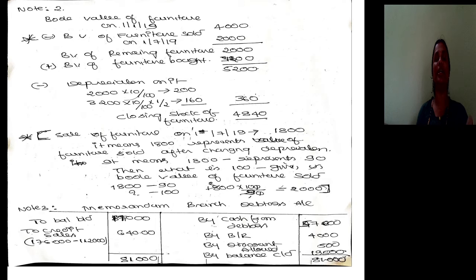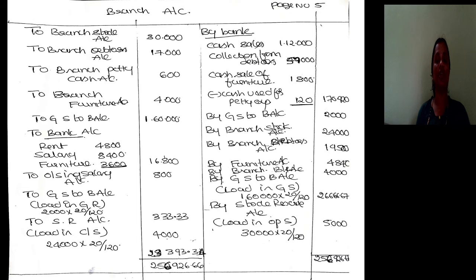From that we need to deduct depreciation. Depreciation on remaining furniture 2,000 at 10% means 200. Depreciation on new furniture: 3,200 at 10% for 6 months will become 160. Totally 360. Closing stock of furniture will become 4,840. So that must be recorded. Journal entry: furniture account debtor to branch account 4,840.